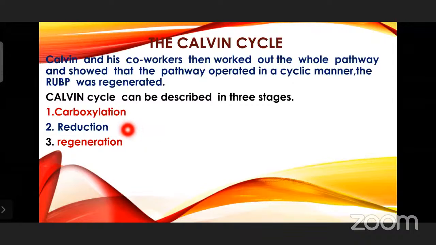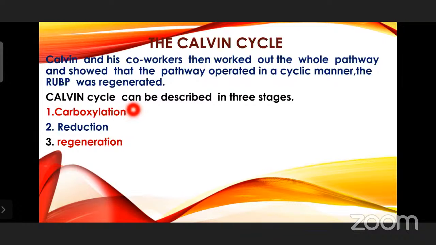an aldehyde group, phosphoglyceraldehyde, or we can say glyceraldehyde 3-phosphate also. So in this reduction, ATP and NADPH will be utilized. And of course, the regeneration. Regeneration means again and again RUBP must be made available. That's why some of the phosphoglyceraldehyde that is formed is going to regenerate the RUBP back again. So this is a very simple cycle involving 3 important stages.